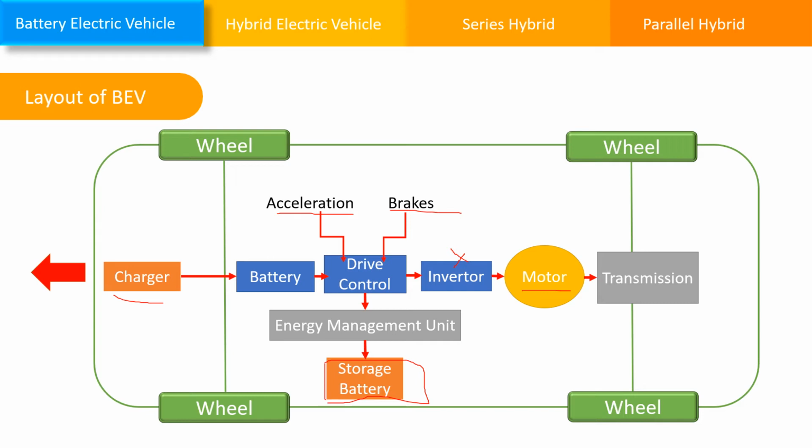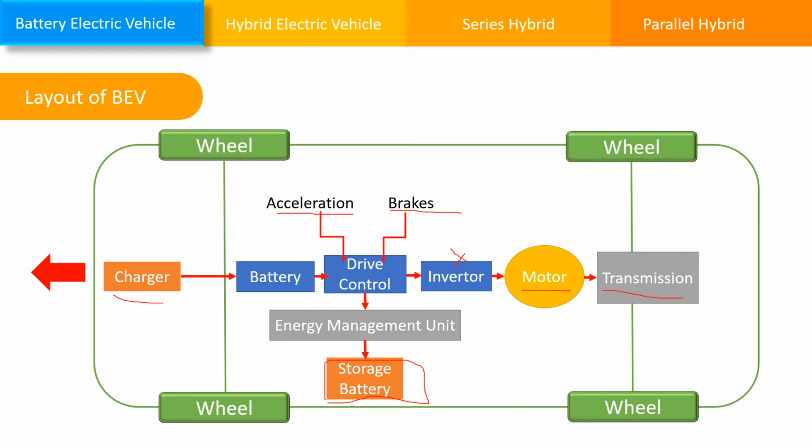The last part is the transmission, which is basically a gearbox, which is essential and present in every vehicle. It involves differentials and other things. So this is it for the layout of the battery electrical vehicle.